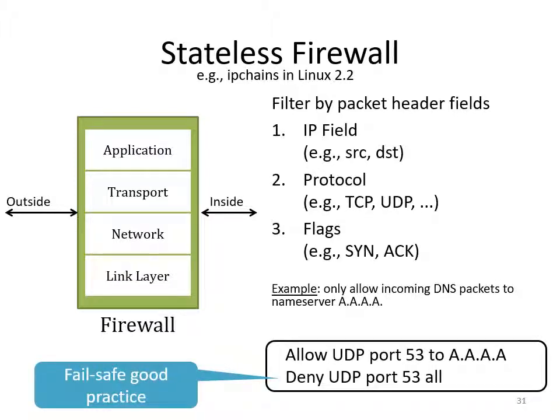So here's an example where you might say: only allow UDP on port 53, which is DNS, to go to my trusted DNS server. Don't allow DNS traffic to any other machines other than my DNS server.